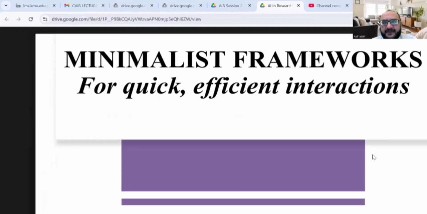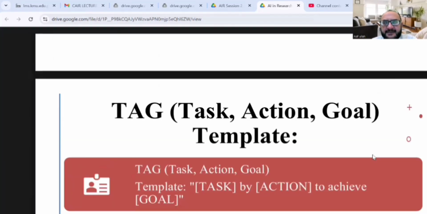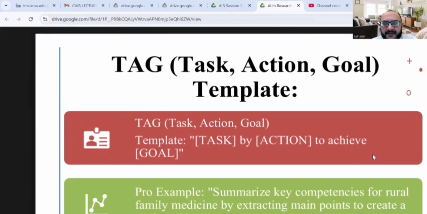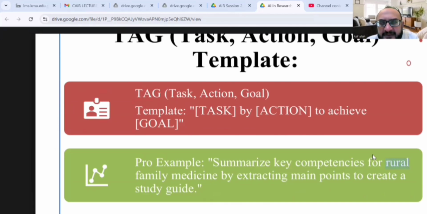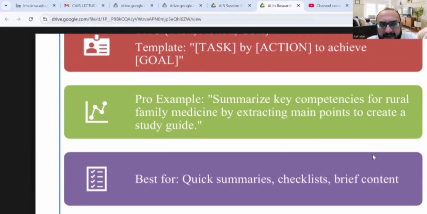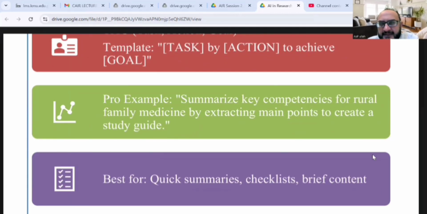Minimalist frameworks for quick, effective interactions. One of the examples is the TAG template: task, action, goal. Task by action to achieve a goal. It is best for quick service checklists and brief content. For example, summarize key competencies for rural family medicine by extracting main points to create a study guide.